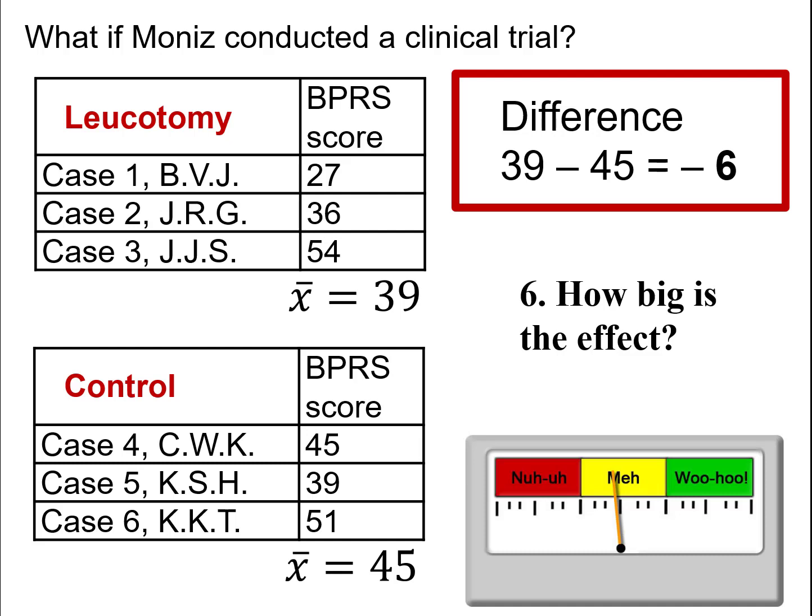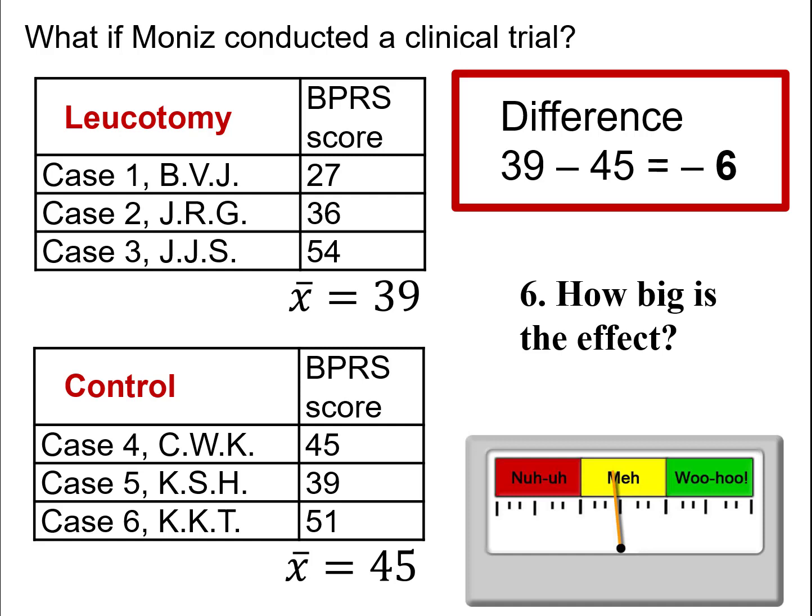So first, let's talk about effect size. Recall that this was one of the important questions that we can address in data analysis. Recall from Unit 1, we were talking about Moniz and his research on lobotomies, and we were talking about all the important questions we could address if he had quantified his observations. And we said, well, one of the things he could have done is he could have done a clinical trial. And I gave you this example here.